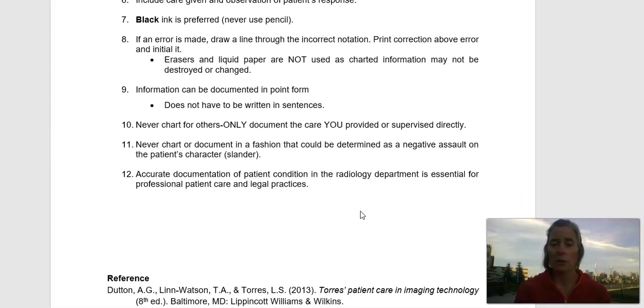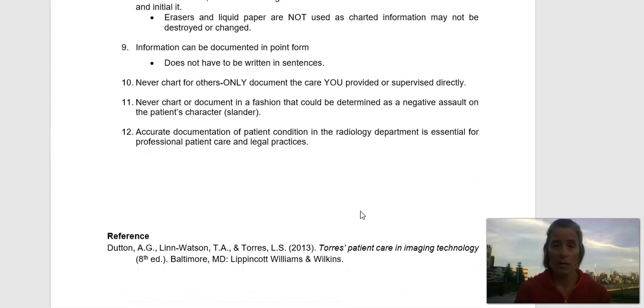Information can be documented in point form, and again, use the appropriate terminology and abbreviations. You do not have to write in sentences. As well, one very important detail is never ever chart for anybody else. Only document the care that you provided and supervised directly.